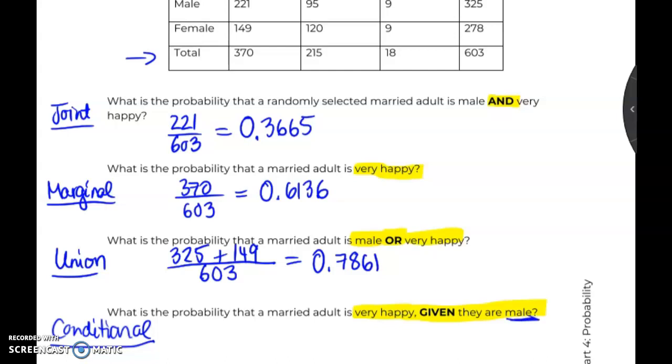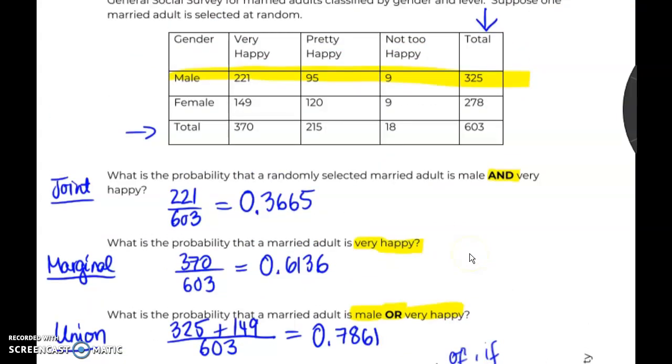So we're always going to look for keywords like "given." Sometimes we have "of" or "if." These are all common keywords for conditional probability. So given that the person is male, we're going to highlight the male people in our table over here. So given the person is male, we want to know the probability that they're very happy.